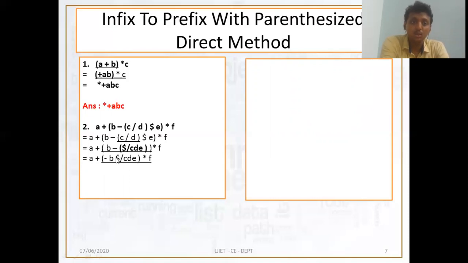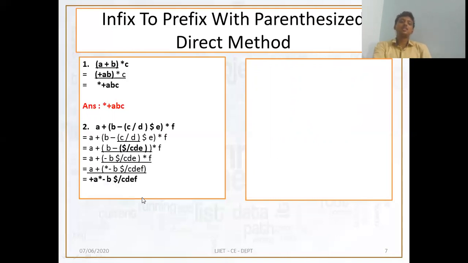Okay, A plus this whole term, then star F. So what we need to do? Combine both terms, put plus above before A. Okay, it will become this. Sorry, by mistake. First, from plus and star, we need to solve star first because star has the higher precedence. So star becomes ahead of B and F combined with this whole term. Okay, then solve plus. So it will become plus A star minus B dollar division CDEF.